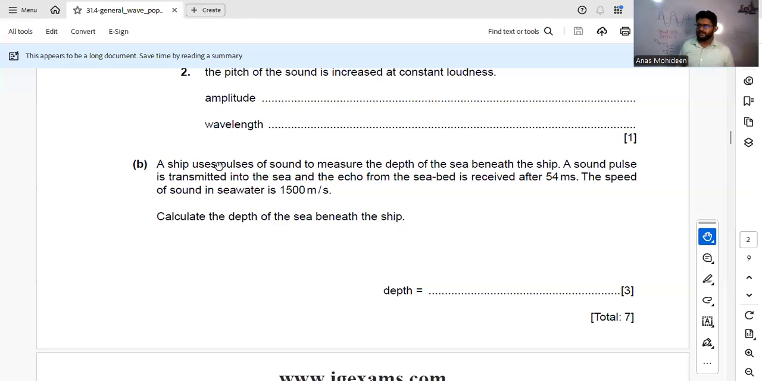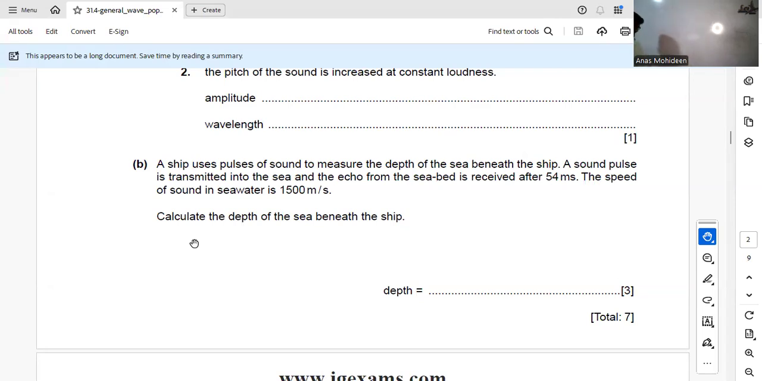Fine. What is the next question? It is the first question B, sorry. A ship uses pulses of sound to measure the depth of the sea beneath the ship. A sound pulse is transmitted into the sea and the echo from the seabed is received after 54 milliseconds. The speed of sound in seawater is 1500 meters per second. Calculate the depth of the sea beneath the ship. So how do we find out the depth of the sea?